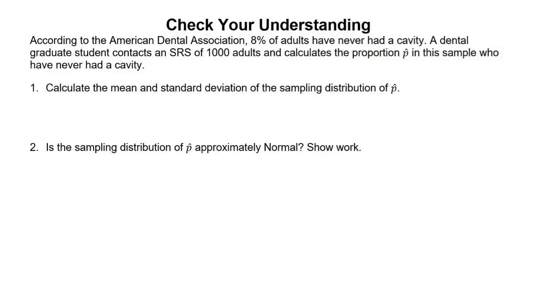According to the American Dental Association, 8% of adults have never had a cavity. A dental graduate student contacts an SRS of 1,000 adults. What is an SRS? Simple random sample. So what's my sample size? 1,000. Contacts an SRS of 1,000 adults and calculates the proportion, p hat, in this sample who have never had a cavity. I want you guys to do number 1 and number 2. Use the notes in the quick notes box. I'm going to give us about 2 minutes to do those 2 before we go on and do numbers 3 and 4. I want to make sure that 1 and 2 are correct before we go on.